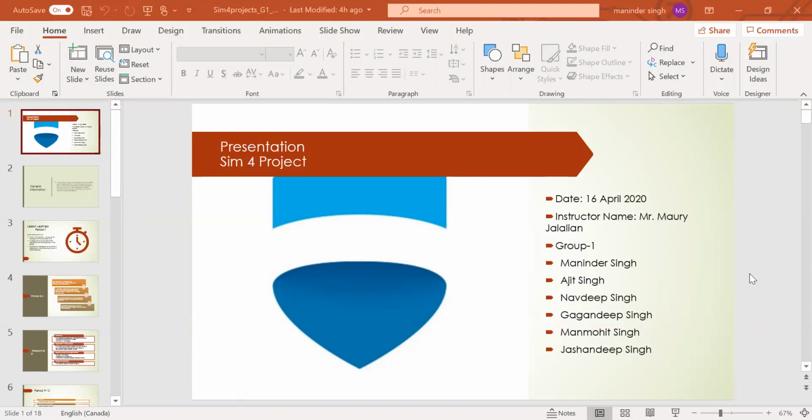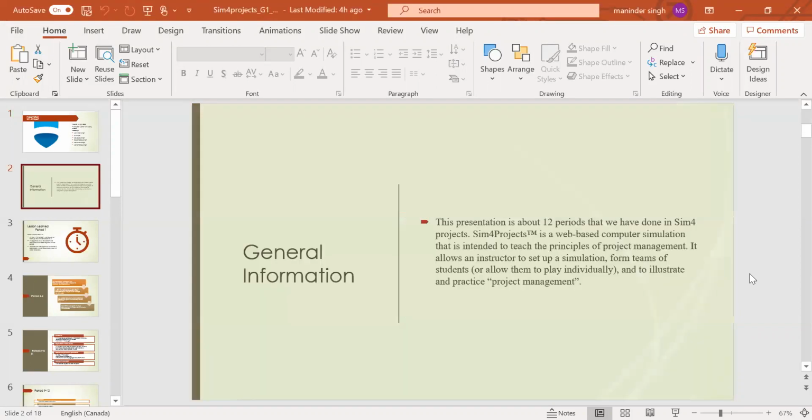Today we discuss the SIM4 project: how was our experience and what lessons we learned from this project. Next, in this presentation, we discuss the SIM4 project.